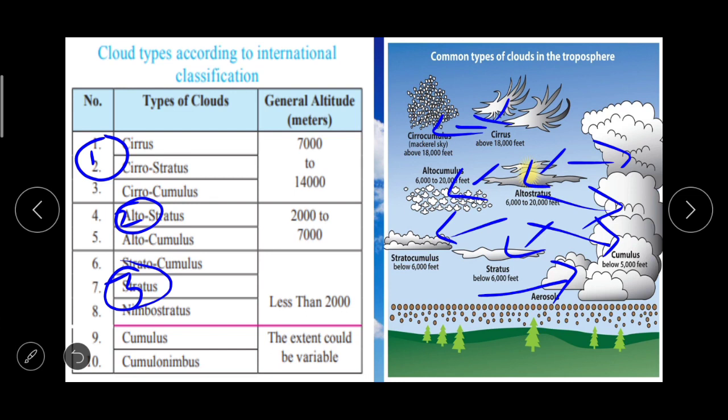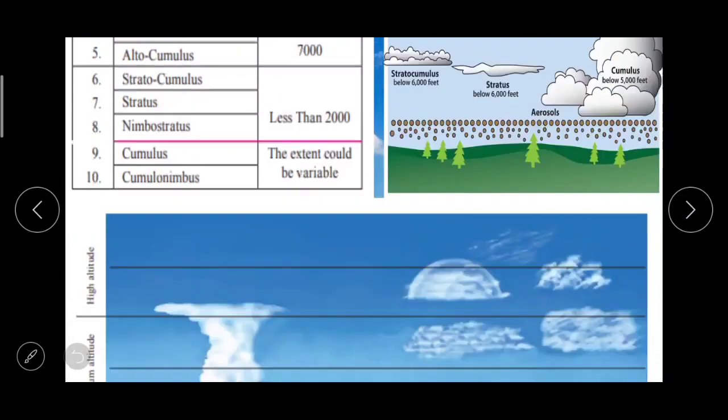If the clouds are at an altitude of 7,000 to 14,000 meter, then they are considered as very high clouds here. And if they are at an altitude of around 2,000 to 7,000 meter, then they are considered to be medium clouds. Here, this one. And if they are at altitude of less than 2,000 meter, then they are low clouds. Now in detail, one by one we'll study this.